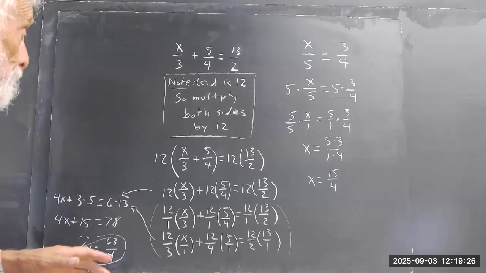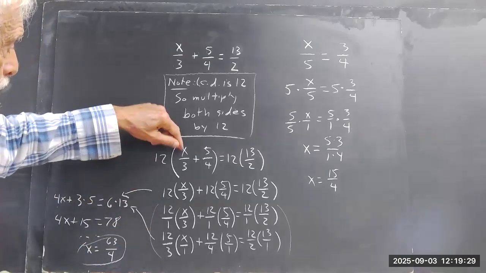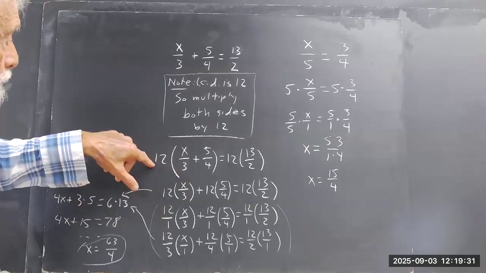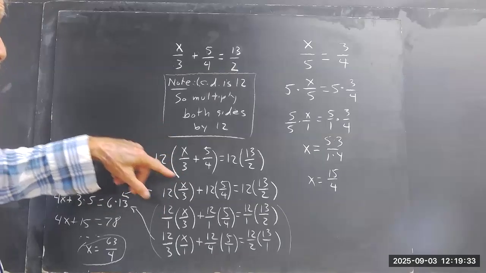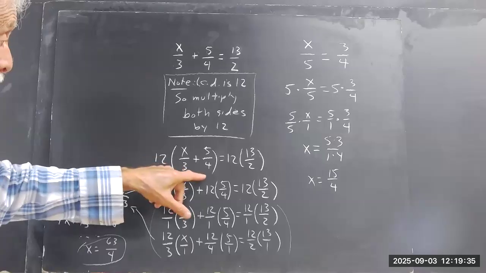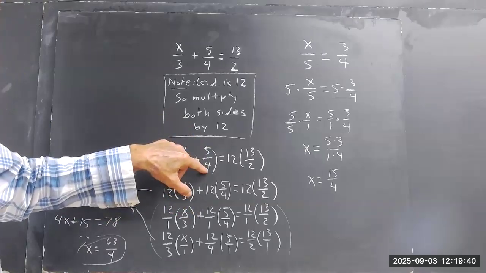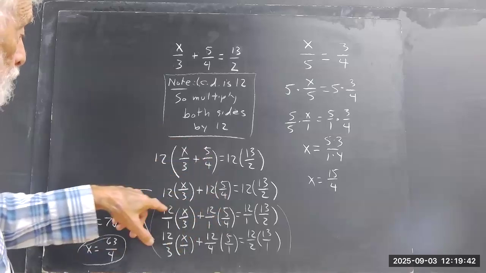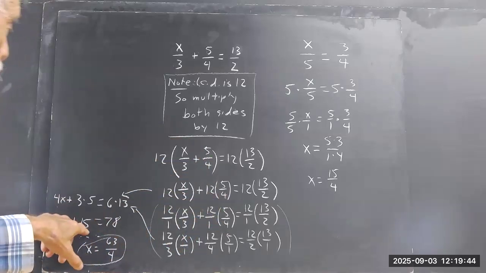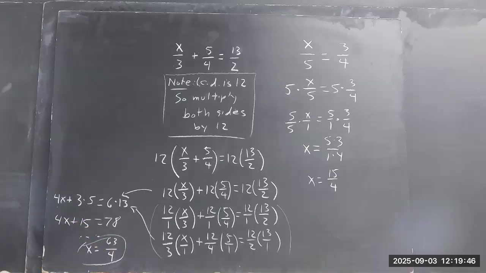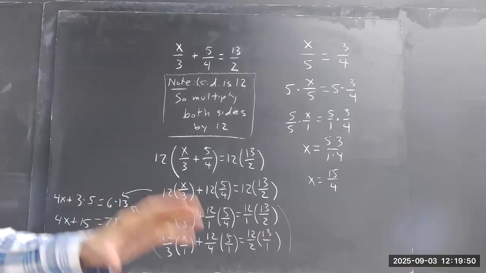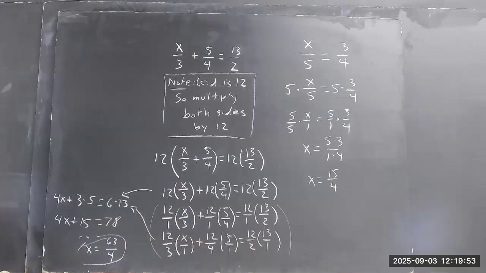But what you're really doing, multiplying 12 by x over 3, 3 is going to go into 12 4 times. So you're not going to have a fraction here. 4 is going to go into the 12 when you multiply 12 by the 5 fourths, and you're not going to have a fraction. You notice that what I end up with here is an equation with no denominators. Okay, so you never see a fraction again until your very last step. That makes sense?